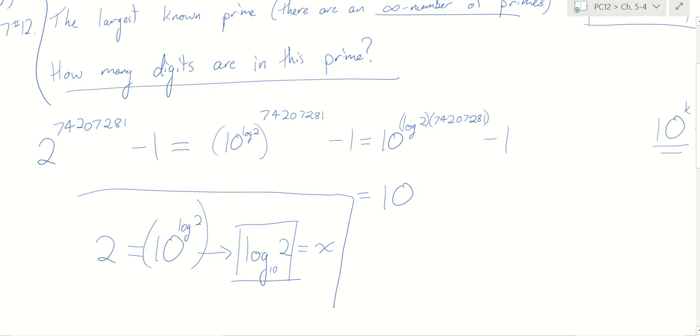Well, your calculator will be able to tell you. So if you type in your calculator log of 2 times 74 million, and so on, then you'll actually get 22338617.48 minus 1. So this is 10 to the power of 22,338,617.48.